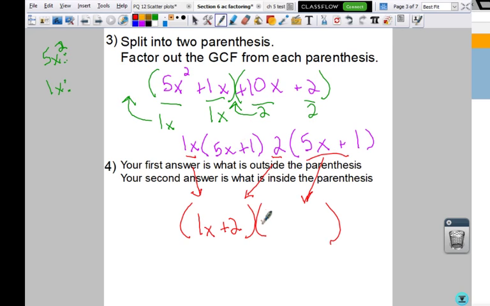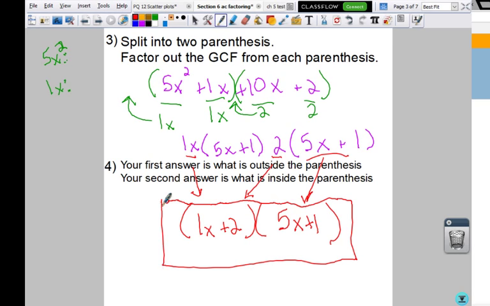I'm going to put that in my second part here. So the 5x plus 1. This is my final answer now. This is what I get when I factor that, 5x squared plus 11x plus 2. So this is the opposite of foiling, but a more complicated opposite. So we just factored it. And it's a little more complicated. It's not super difficult as much as it is time consuming.